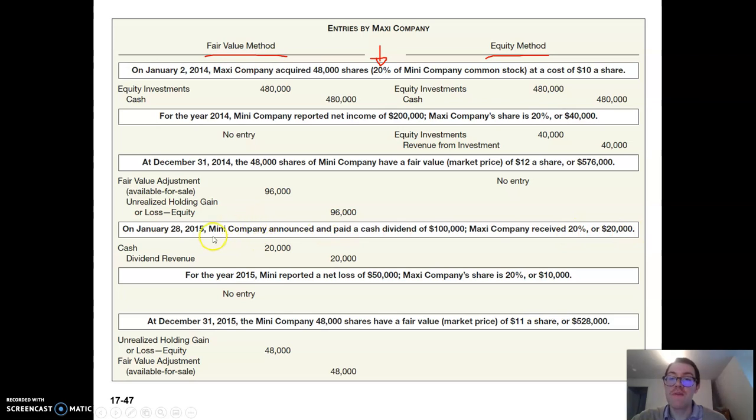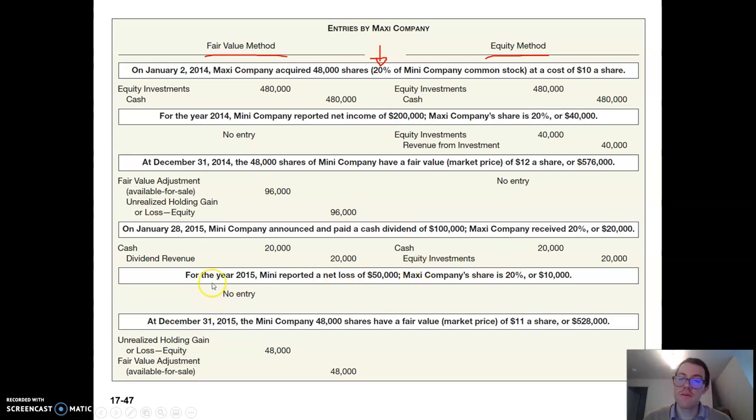Under fair value method, you get dividend revenue. Okay, that is revenue for you. Under the equity method, it's a little different. You still get cash, of course. I mean, that's just a fact. You get cash, but there's no revenue. Instead, your base in the investment goes down by $20,000. We knock down the equity investment account.